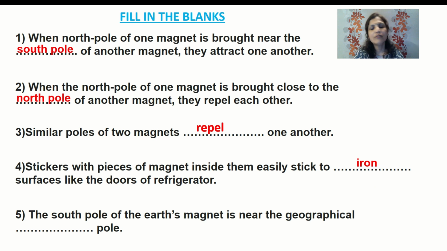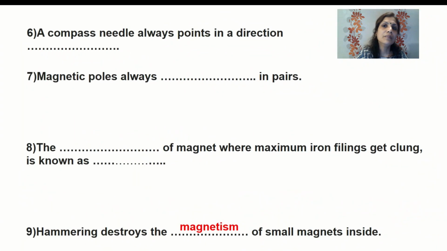South pole of the Earth's magnet is near the geographical North Pole. Alright. Then next, a compass needle always points in a direction. You all are aware of this, north-south direction.